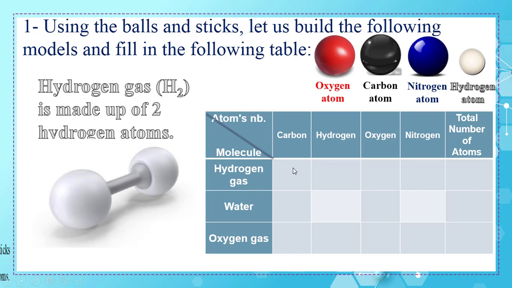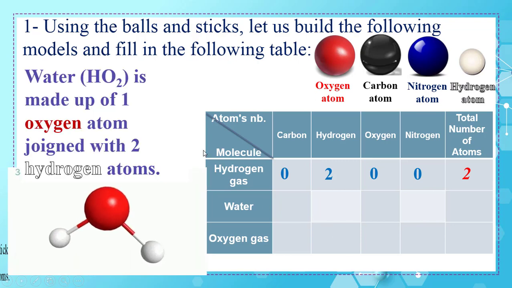So if I want to fill in the table, I start with carbon. The number of carbon is 0, so no carbon. Hydrogen, how much do I have? 2 atoms of hydrogen, so I write 2. Oxygen, no oxygen, 0. No ball represents nitrogen, so the number of nitrogen atoms is 0. Total number of atoms: if I add these numbers, I get 2. So the total number of atoms in the hydrogen gas molecule is 2 atoms.